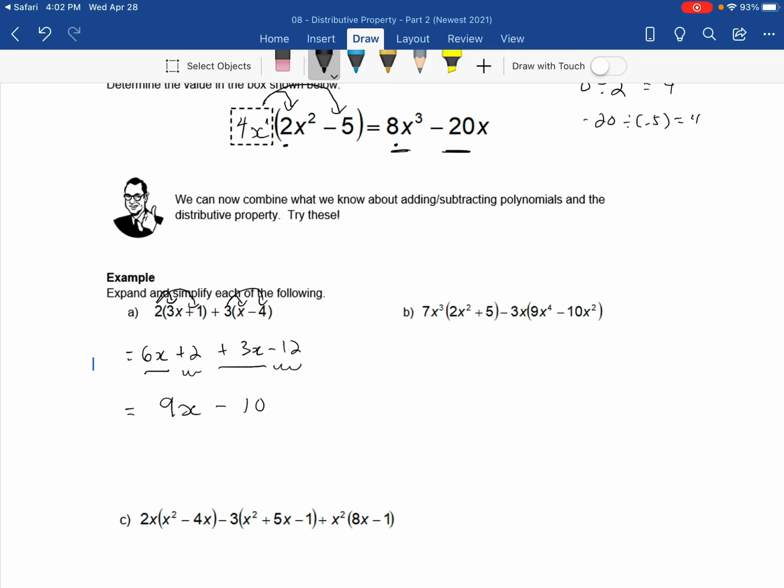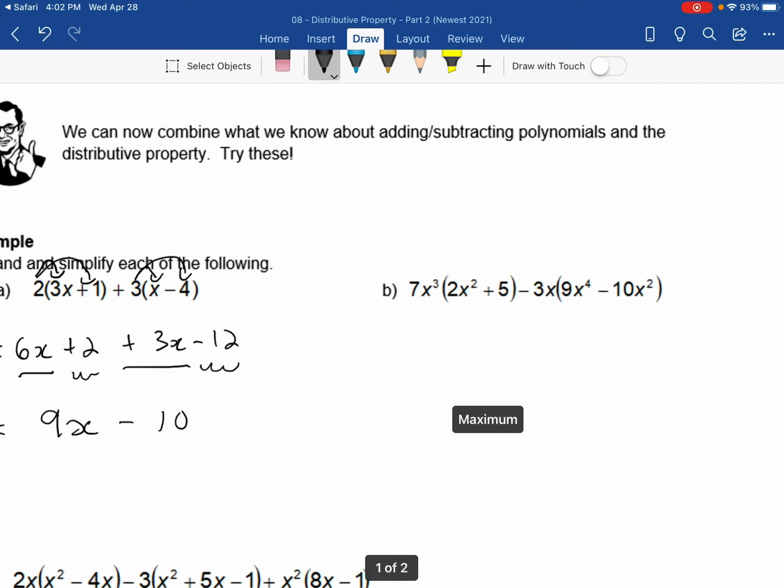That's what this lesson's all about. It's about taking the previous lesson and combining it with the previous lesson to that. Let's try another one. This one over here.